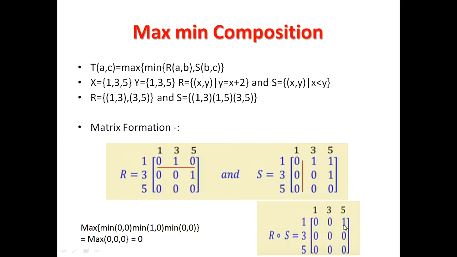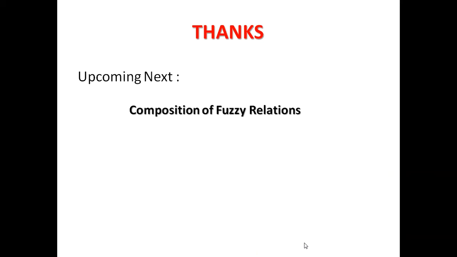This is the only position where we get 1, and in the rest of the cases we get the minimum value, that is 0. So finally the new relation generated in this case is this specific matrix, and this is how we compose a new relation with the help of pre-existing relations. This is the basic concept of composition, and in the upcoming video I'm going to discuss the same concept, but not for crisp relations. This time we will discuss fuzzy relations.